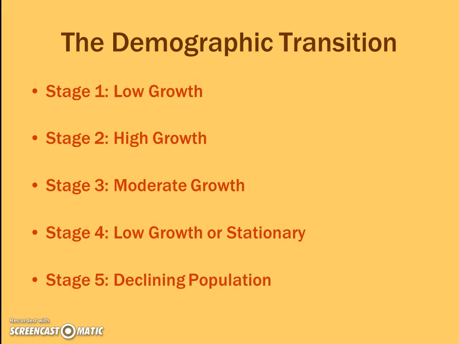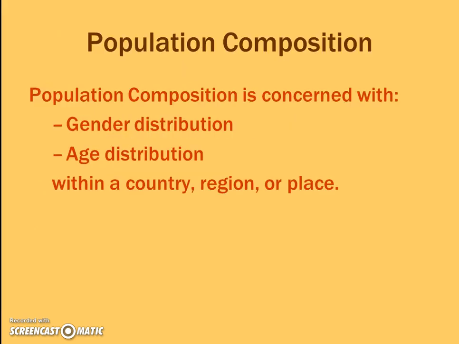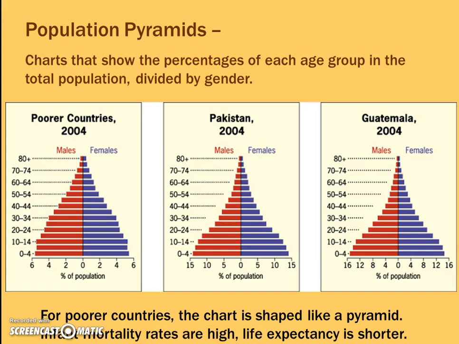Stage 4 is going to be like the United States, Australia, United Kingdom, and then declining is going to be like Japan, countries that have, again, a negative growth because they have not enough babies being born to replace the people that are dying. So be aware of that. And then, of course, beyond that, make sure that you can understand, looking at a population pyramid, what that means.